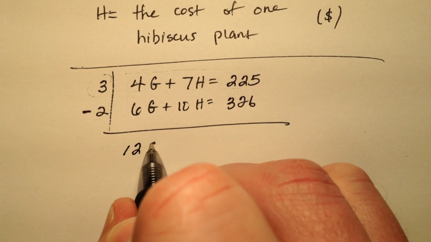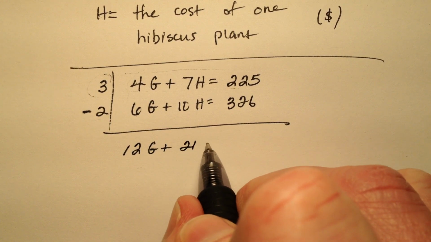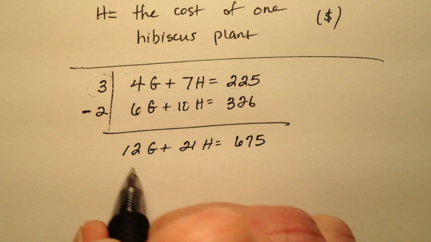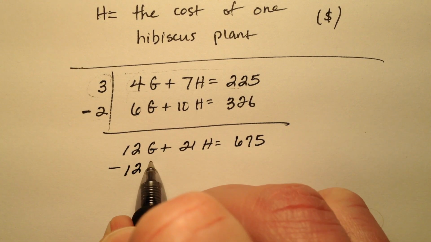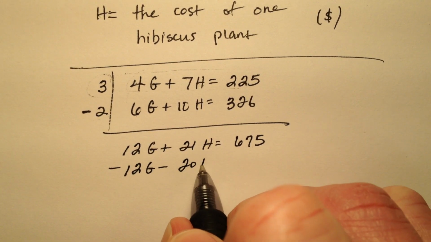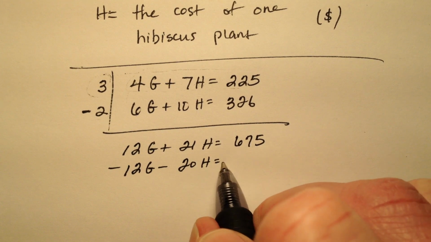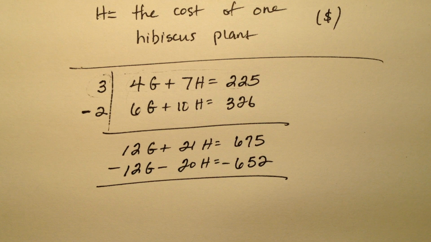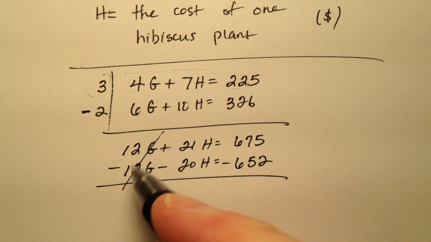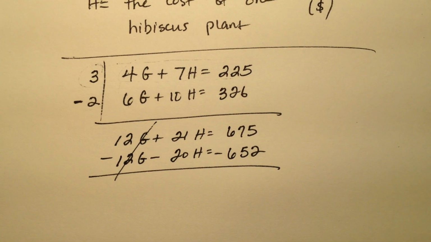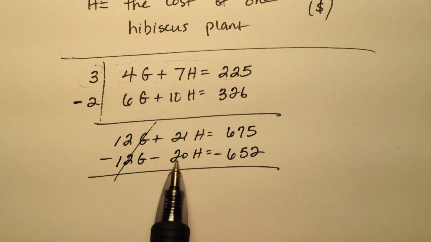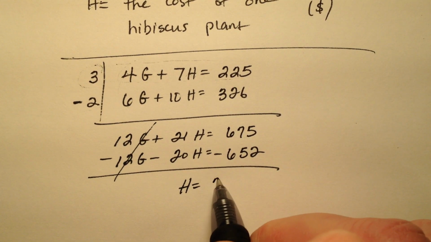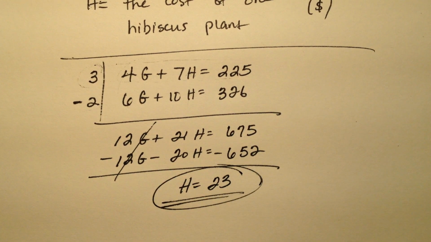So 12G plus 21H looks like 675, and then minus 12G minus 20H equals, what's that, negative 652. So when I add these two equations together, my G's cancel, and again that was by design. 21H minus 20H, well, that's just 1H. So it looks like H will equal 23.